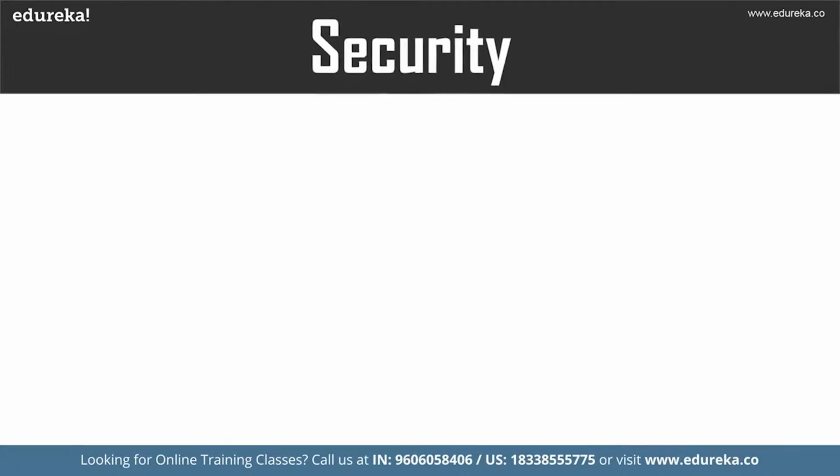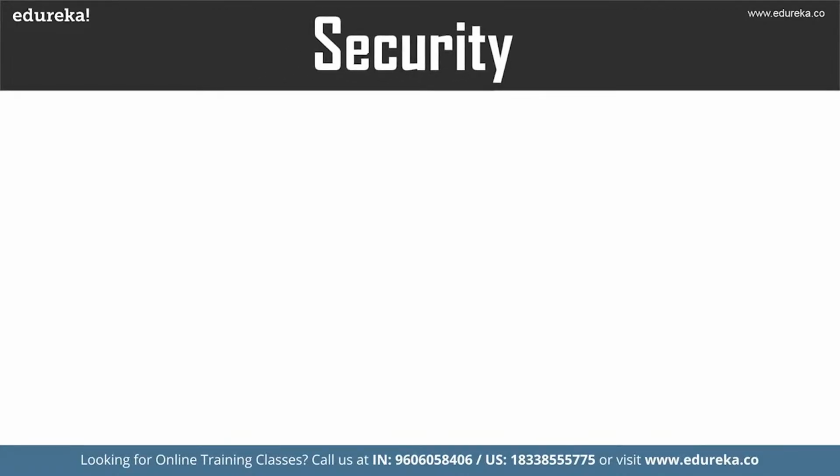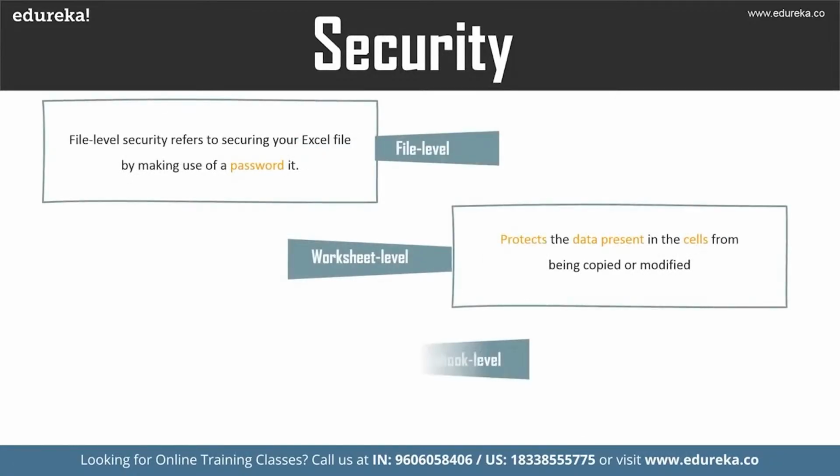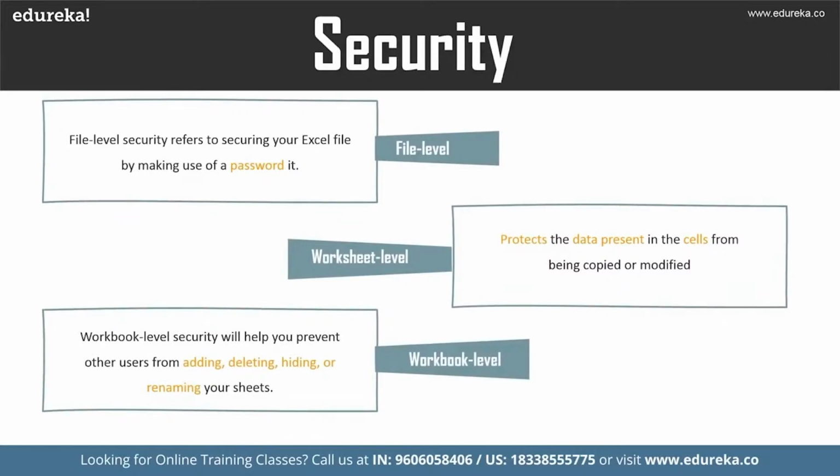Security is one aspect that we need in every application that we use. Excel provides 3 levels of security, that is file level security, worksheet level security, and workbook level security. File level security refers to securing your Excel file by making use of a password so as to prevent others from opening and modifying your file.